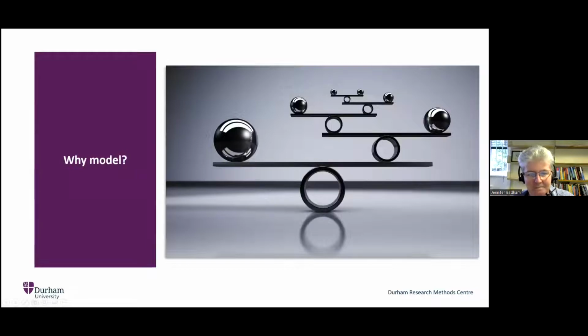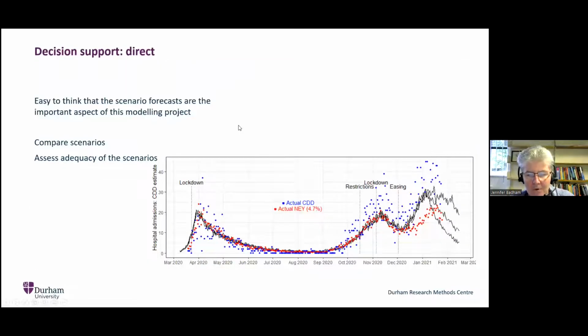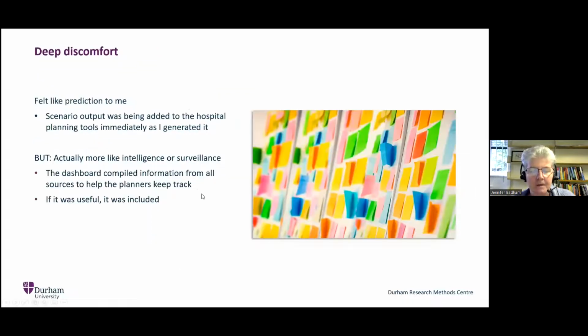Okay, so why model at all? It's easy to think that these projections are the important part of this exercise. We were comparing scenarios, assessing the adequacy of the scenarios, and directly supporting decisions. That was important. They felt more comfortable with the projections as part of their intelligence. For me, as a modeler, this is incredibly uncomfortable, because agent-based models are not for prediction.